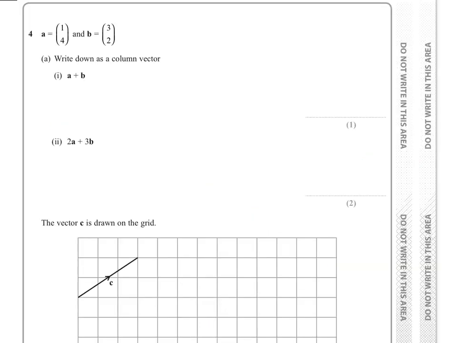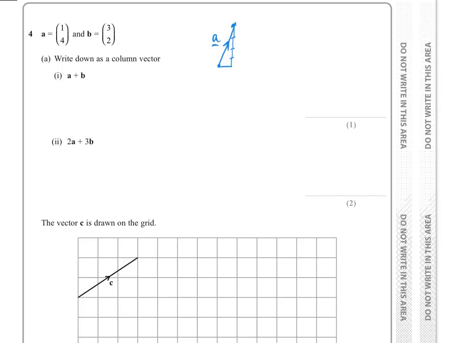Question 4. A is the column vector 1, 4, and B is the column vector 3, 2. So that's basically telling you the gradient. It's telling you what rule to use. So if you want to go from a particular place and you want to move the vector A, it just means you go along 1 and up 4, okay, to get to where you want to go. And you'd write the vector like so.